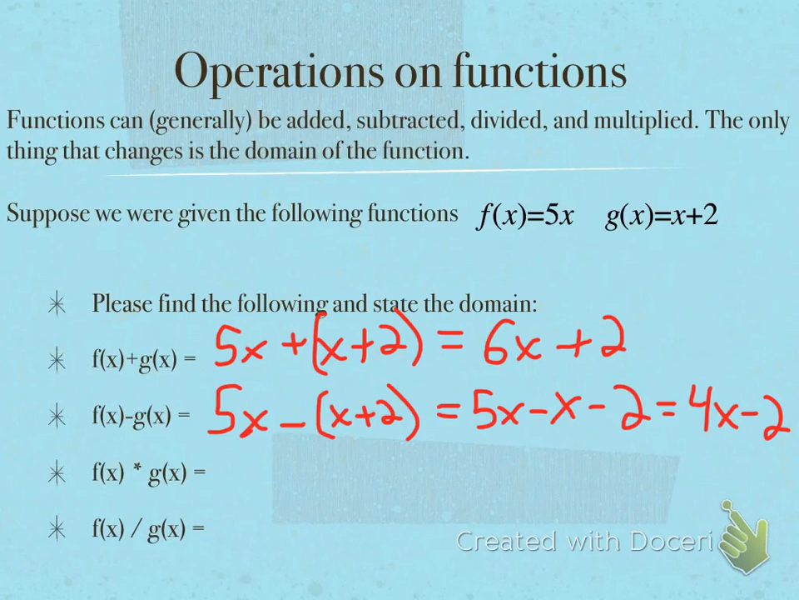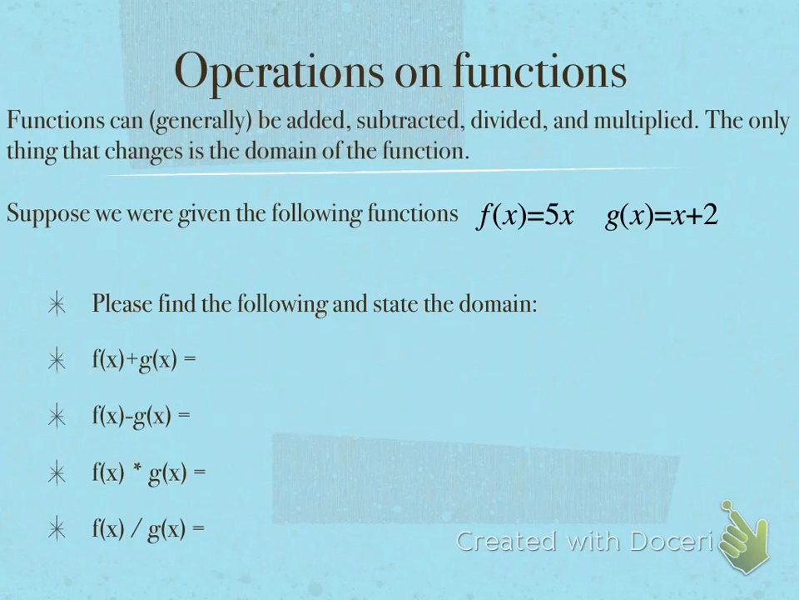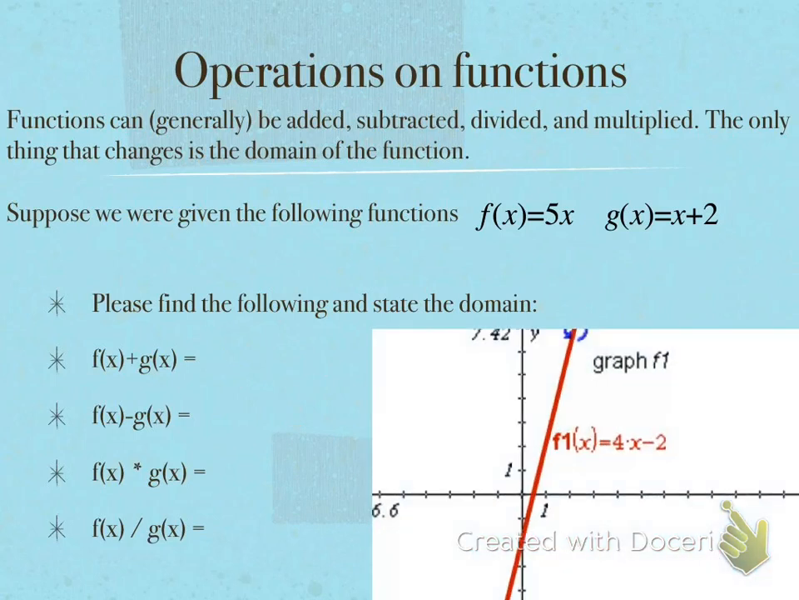Take this away very briefly. Let's look at the domain of f of x minus g of x. So here's 4x minus 2. That is also a line. What is the domain? All real numbers, right? From negative infinity to positive infinity. No matter what I pick for x, there will be a corresponding y value.